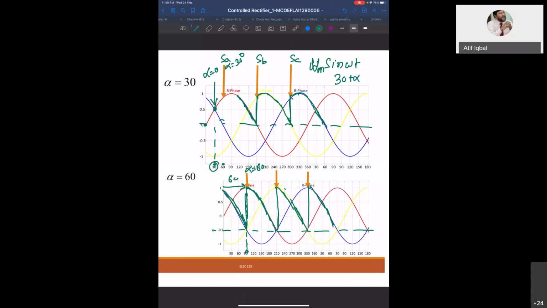When you have RL load. This is only possible if you have RL load. If you have resistive load, then it will not go in the negative direction. The voltage will not go negative. So for resistive load, how will the waveform look?